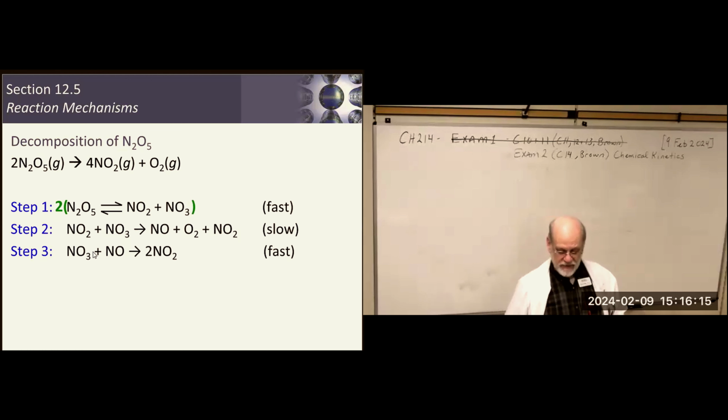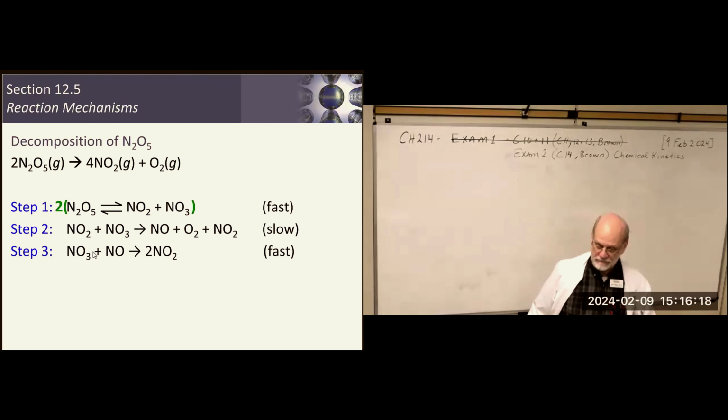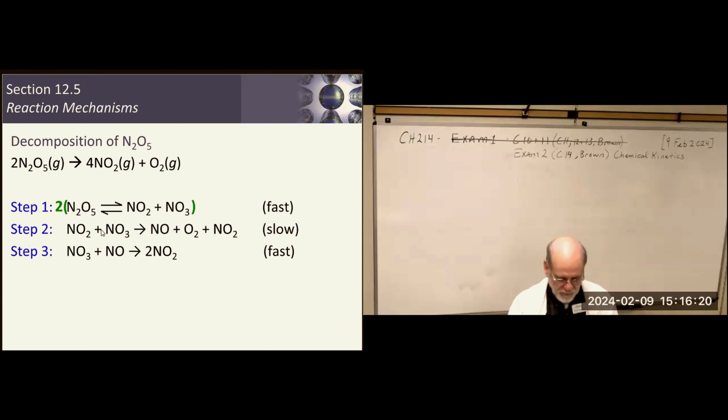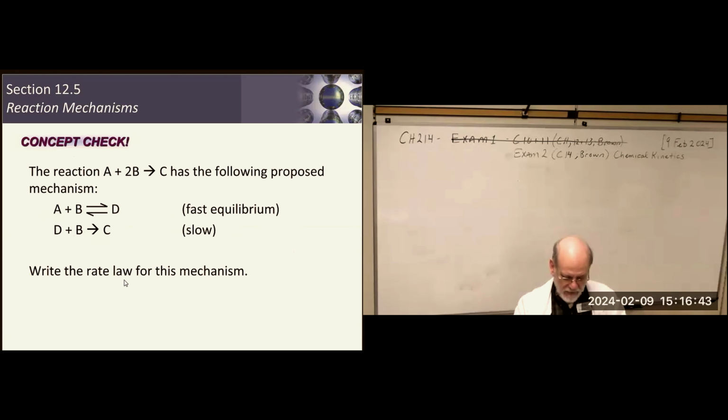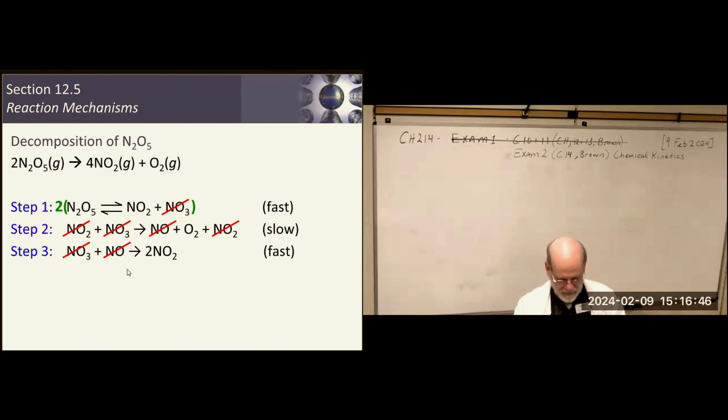But in order to add them together, sometimes you have to manipulate them. Right? In this case, we multiply 2 times the whole equation of step 1. And that allows us to cancel all the NO3s, the NO2s, and the NOs. And if we do that, that leaves us with 2 N2O5s. 2 NO2s plus 2 NO2s is 4 NO2s plus the oxygen. So that allows us to add those together and equal the overall reaction.